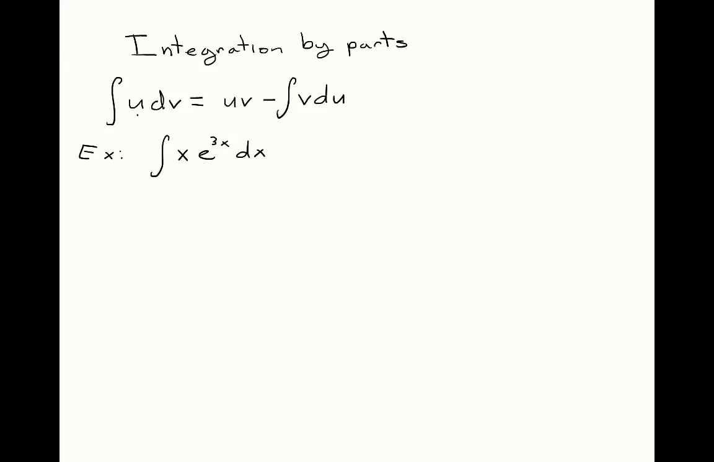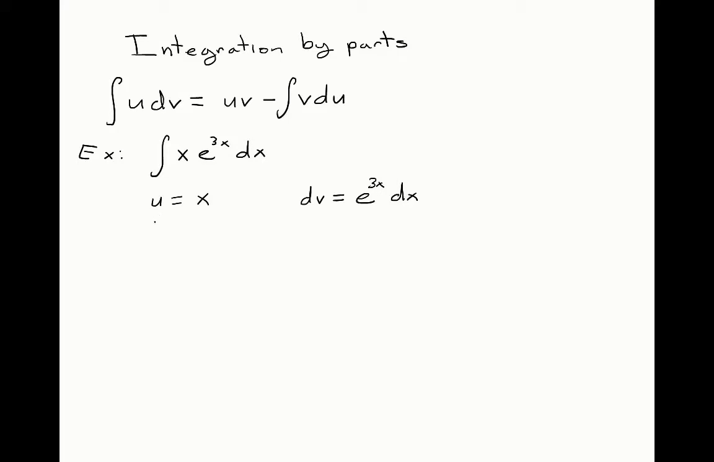When you're choosing your u, you want to pick something that when you take its derivative, it's going to get simpler. So in this case, we would choose that to be x. And when you're choosing your dv, you can pick the thing that when you take its derivative or you integrate it, it's not going to get simpler. Like you wouldn't want to pick e to the 3x to be your u, because when you take its derivative, you're still going to have an exponential, whereas when you take the derivative of x, it's going to get simpler. So we're going to assign our dv to be e to the 3x dx.